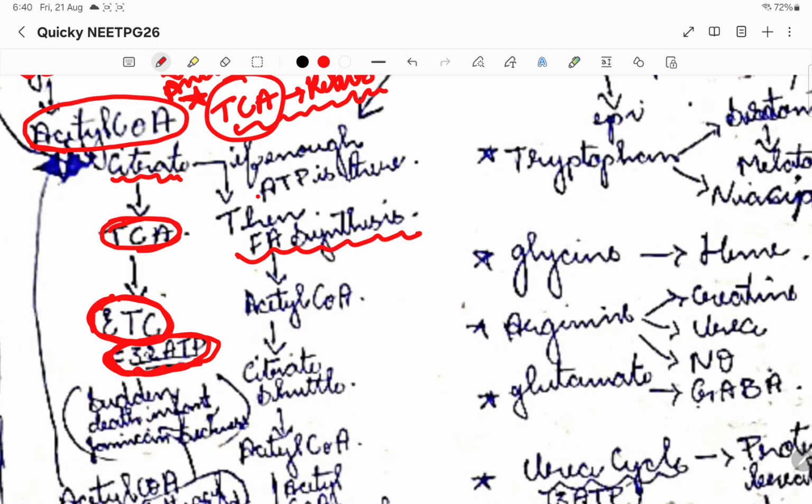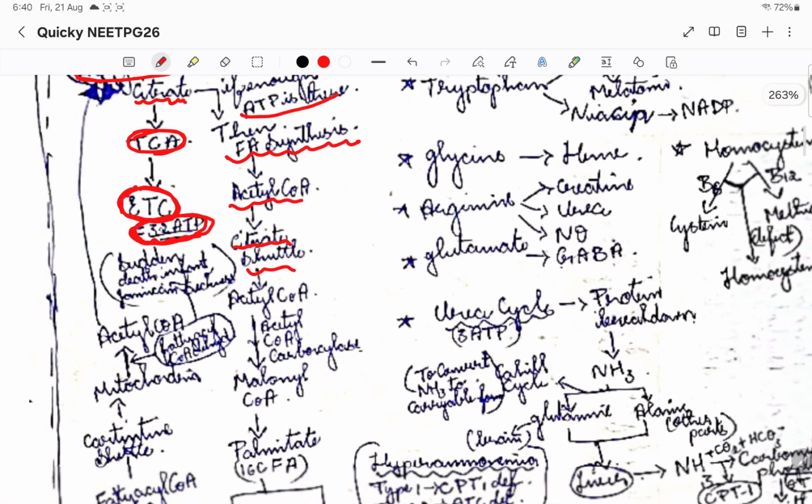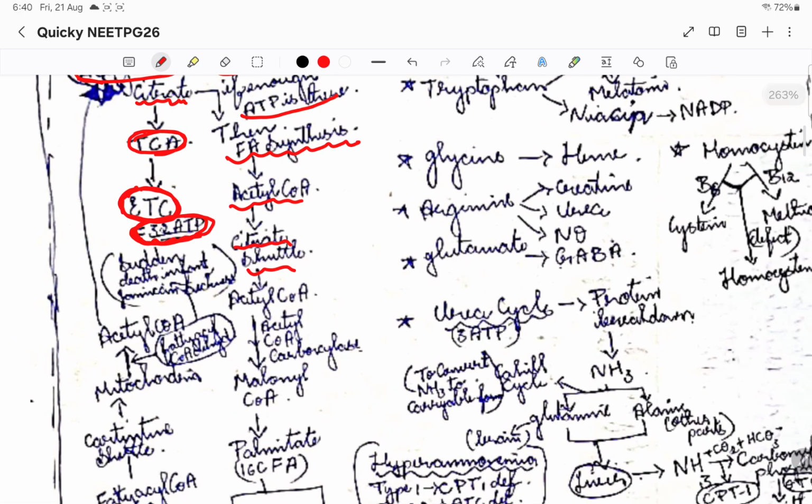Okay, if there is enough ATP, then it will undergo fatty acid synthesis. So what happens is acetyl CoA is there, then the citrate shuttle. I'll come back to how the fatty acid synthesis will happen, but for now you remember there will be fatty acid synthesis.